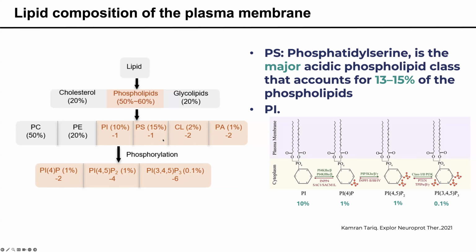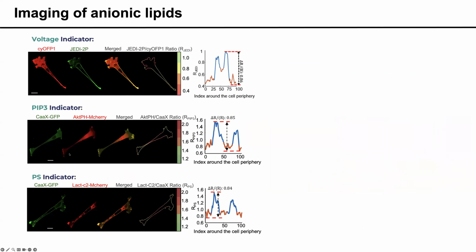So we decided to take a look at how these lipids are distributed in the cell using, again, ratiometric probes, right? So here's the PS indicator. In order to get a ratiometric reading, we express CAAX-GFP in the membrane, and then you express a fluorescent protein that will bind to PS, or PIP3 in this case. So for PS, this is LactC2-mCherry. And then for PIP3, it's AKT-PH-mCherry. And then you simply take both channels and take a ratio.